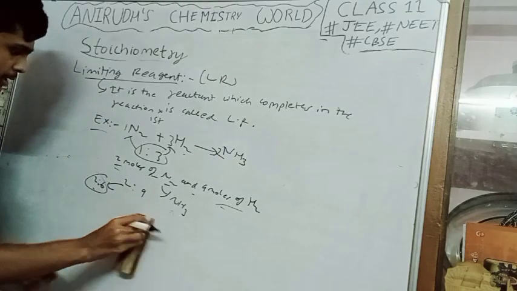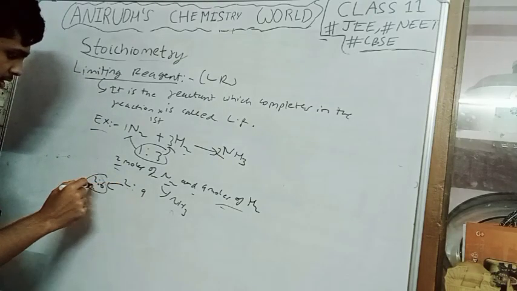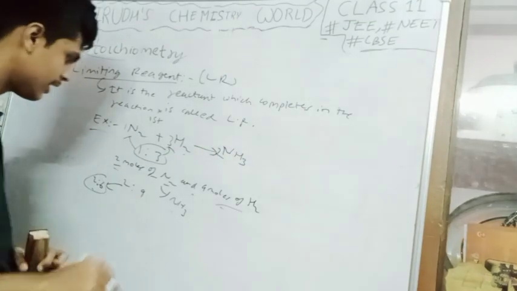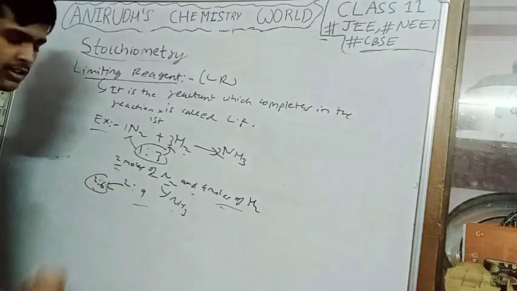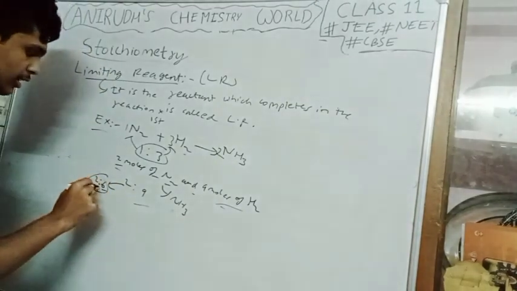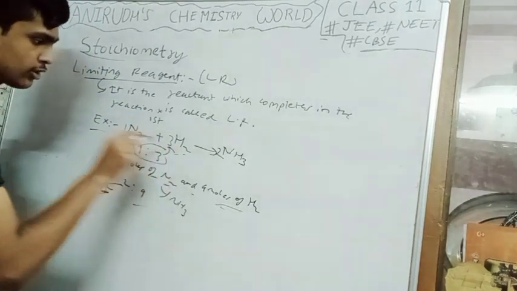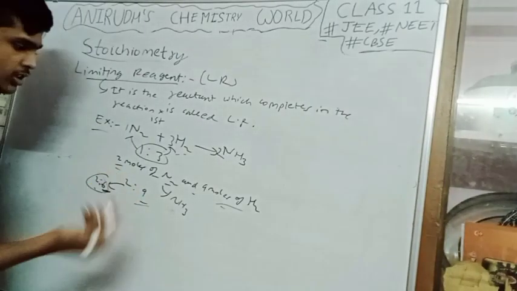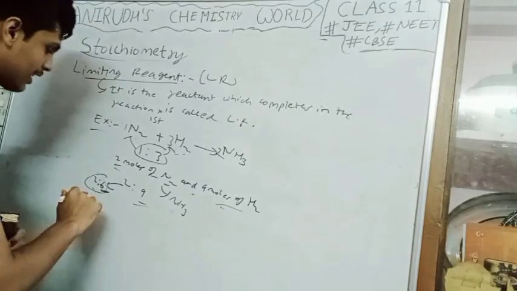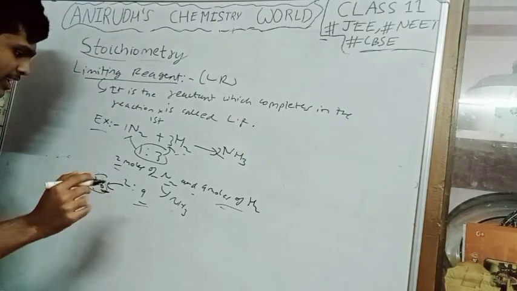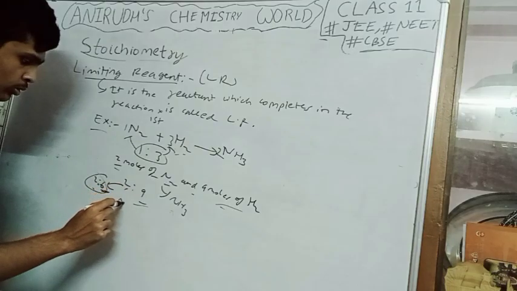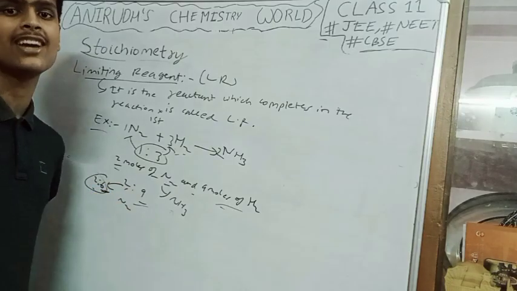But see what is happening. Instead of 2:6, which would complete the reaction, you have 9 moles of H2. Instead of 6 moles of H2, you have 9. Means you have H2 in excess, extra H2. What does it mean? N2 is completing fast in the reaction.